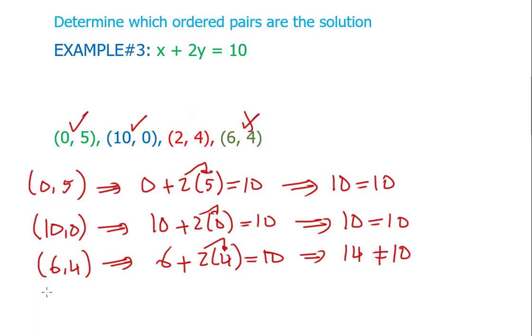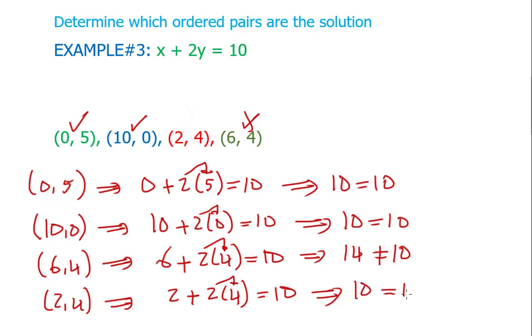So let's check the last one, which is (2, 4). So x will be 2, then it will be plus 4 times 2, no, it's reversed, it's 2 times 4. So when x is 2 and y is 4, we have 2 times 4 plus 2 equals 10. So 2 times 4 will be 8, 8 plus 2 is 10, 10 will be equal to 10, then that would be a true statement.